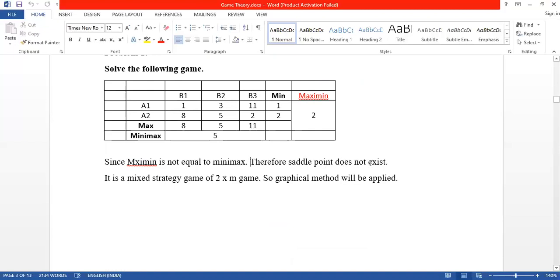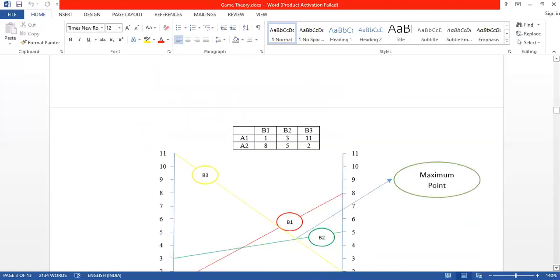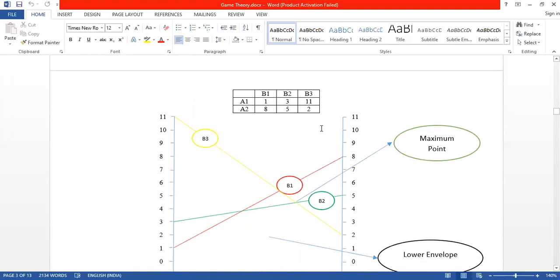If a saddle point does not exist, it means that it is a question of mixed strategy, right? Now, it is a mixed strategy game of the 2×m type. See, you have only two strategies for firm A, whereas you have three strategies for firm B, right? That means this requires the graphical method to be implemented. Now, to implement the graphical method, I've just taken down the payoff matrix here, right?